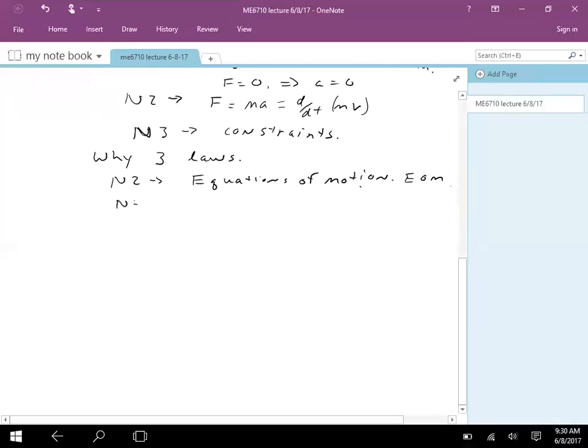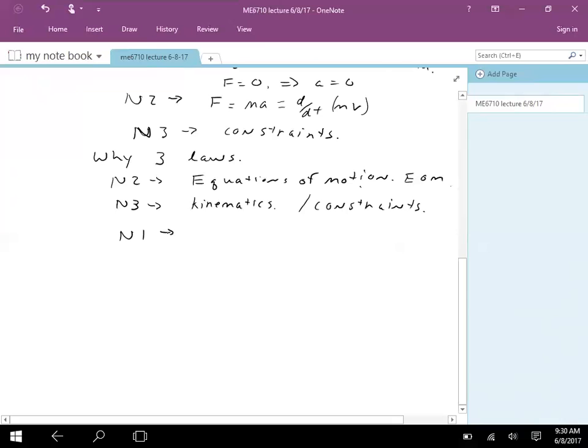Well, I mentioned already, N3 a lot of times gives us constraints, or to some degree defines kinematics, which is a definition of the constraint. So it's maybe what I'll call kinematics, or statics if it's not moving, but kinematics if things are moving, constraints. And then why N1?